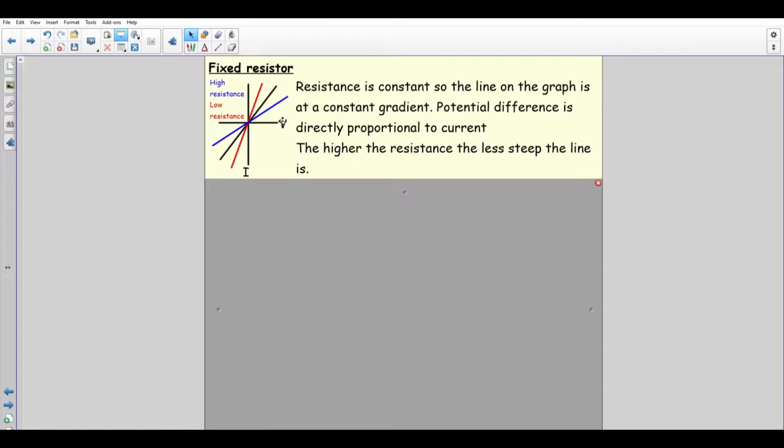I measure the opposite way as well, and I get the same thing, directly proportional. If I did this with a higher resistance, I'd get the blue line, because the more volts I put in, I'm not getting that much more current out. Whereas the red line shows a low resistance, because I don't have to put many volts in to get a really high current. So the higher the resistance, the less steep the line is.